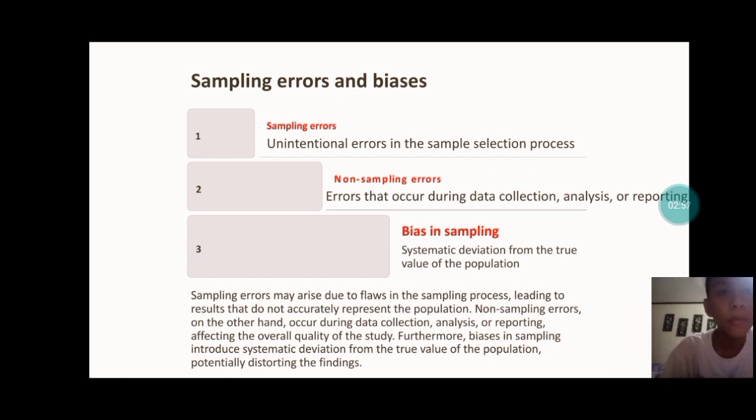Sampling errors may arise due to a flaw in the sampling process, leading to results that do not accurately represent the population. Non-sampling errors, on the other hand, occur during data collection, analysis or reporting, and affect the overall quality of the study. Furthermore, biases in sampling introduce systematic deviation from the true value of the population and potentially distort findings.